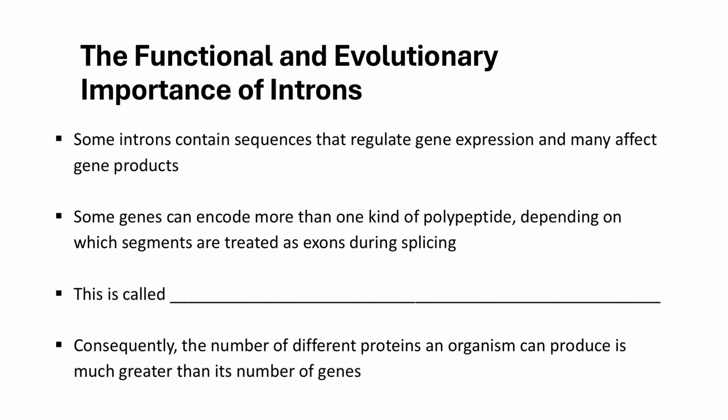Some introns contain sequences that regulate gene expression, and many affect gene products, even though they're not specifically placed into the gene product themselves. Some genes can encode more than one kind of polypeptide, depending on which segments are treated as exons during splicing. This is called alternative RNA splicing.